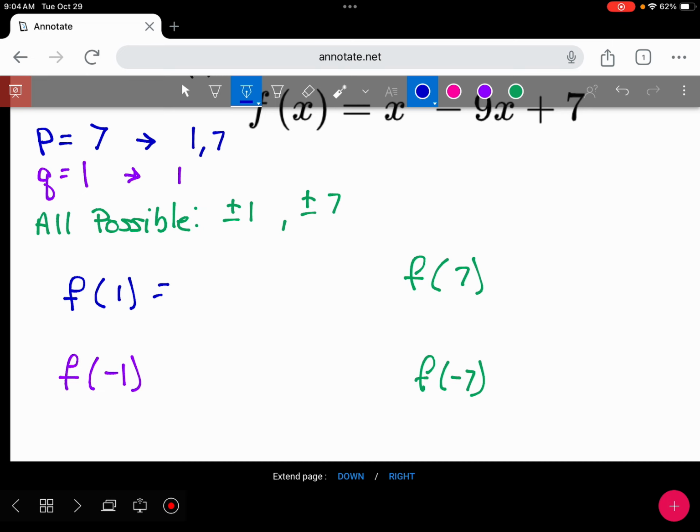1 we don't necessarily need a calculator for, because 1 to the 4th is 1, minus 9 times 1, plus 7. So 1 minus 9 plus 7 is negative 1. So we can tell very clearly, since this does not equal 0, 1 is not a root. When we do f of negative 1, what do we get? So we have 1 plus 9 plus 7.